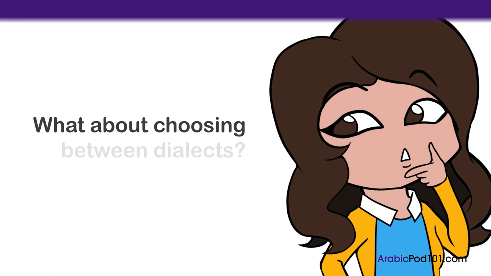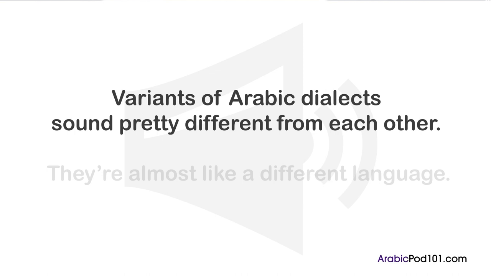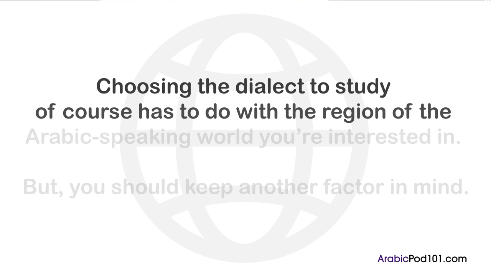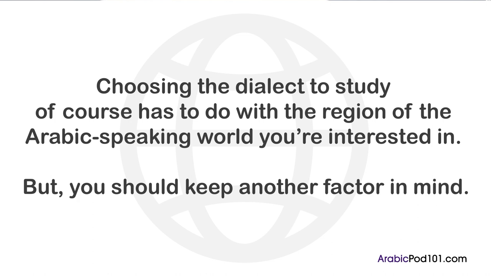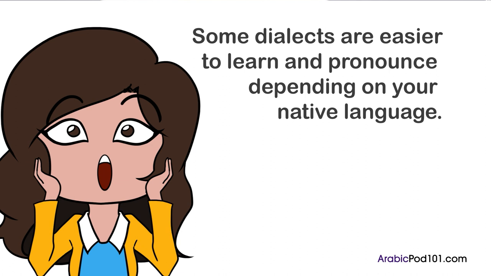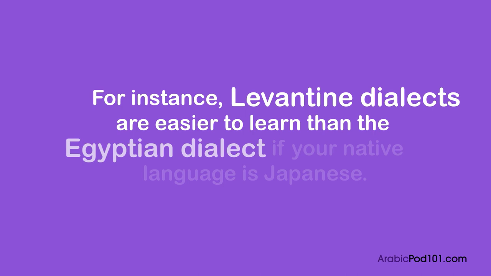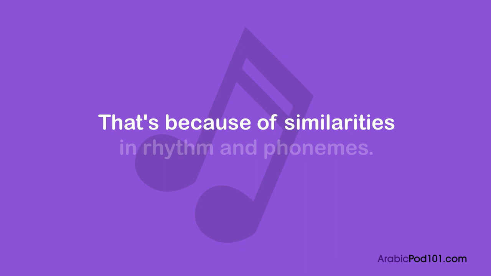What about choosing between dialects then? Variants of Arabic dialects sound pretty different from each other. They're almost like a different language. Choosing the dialect to study, of course, has to do with the region of the Arabic-speaking world you're interested in, but you should keep another factor in mind. Some dialects are easier to learn and pronounce depending on your native language. For instance, I noticed that Levantine dialects are easier to learn than Egyptian dialect if your native language is Japanese. That's because of similarities in rhythm and phonemes.